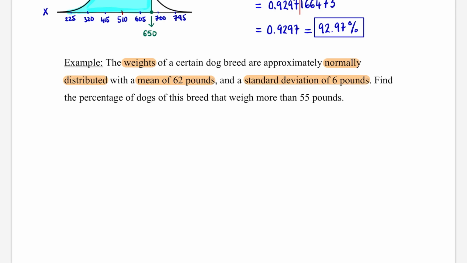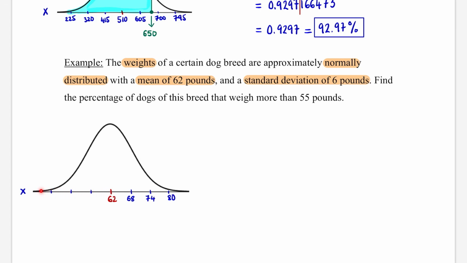So let's put that on the graph first. I have a bell shape, X representing the values on my horizontal axis, which is the weight of the dogs. Mean is 62. To find the values that are 1, 2, or 3 standard deviations above the mean, I'll take 62 plus 6, plus 6, plus another 6. So I got 68, 74, and 80.